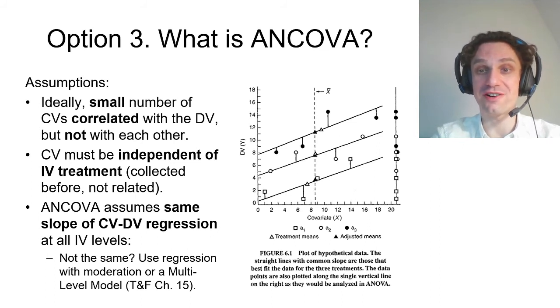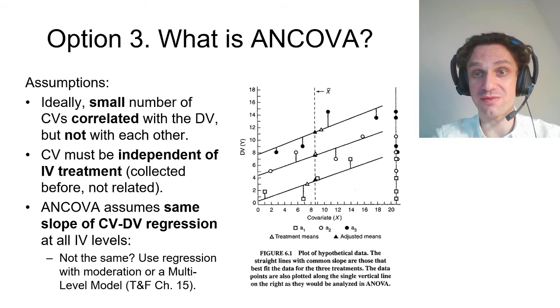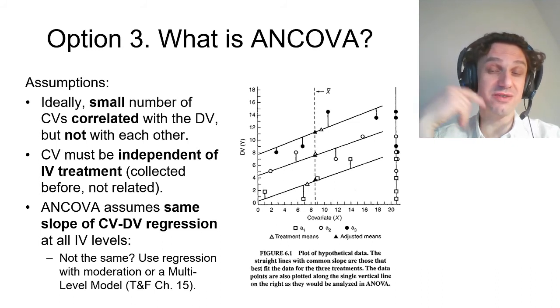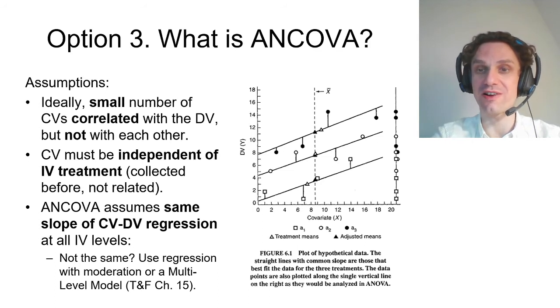outcome variable. So ideally, the number of covariates should be very small, and they should be correlated with the dependent variable, but ideally they should be independent from each other. So you cannot really include many covariates. It's best to include very few, especially in small samples. You don't have much statistical power. So in this situation, more than one covariate would not work.